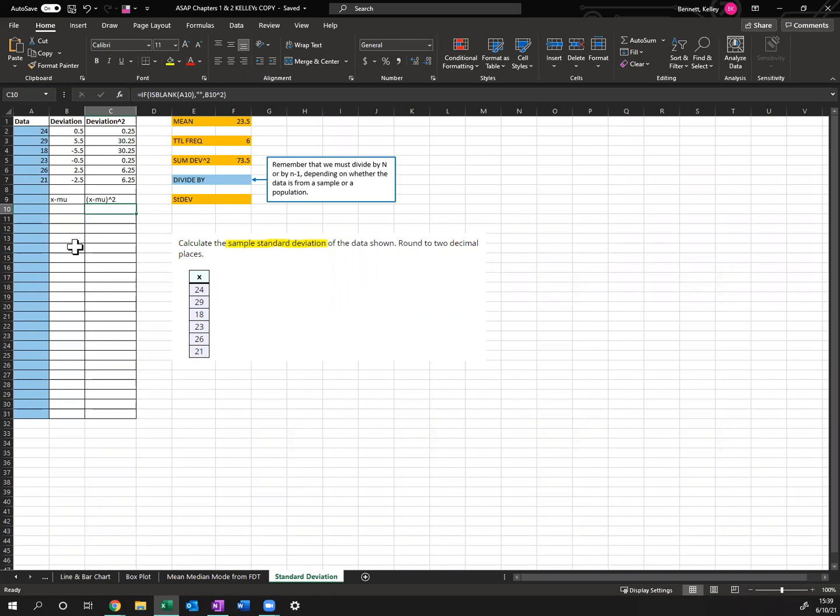The other thing that happens in Excel for us is that it automatically computes the mean. So we know that the mean here is 23.5. It computes the frequency. It counts up how many data values we have. That's 6. So that's where that number comes from. And then it computes the sum of these deviations squared, the x minus mu squared, and that's giving us 73.5.